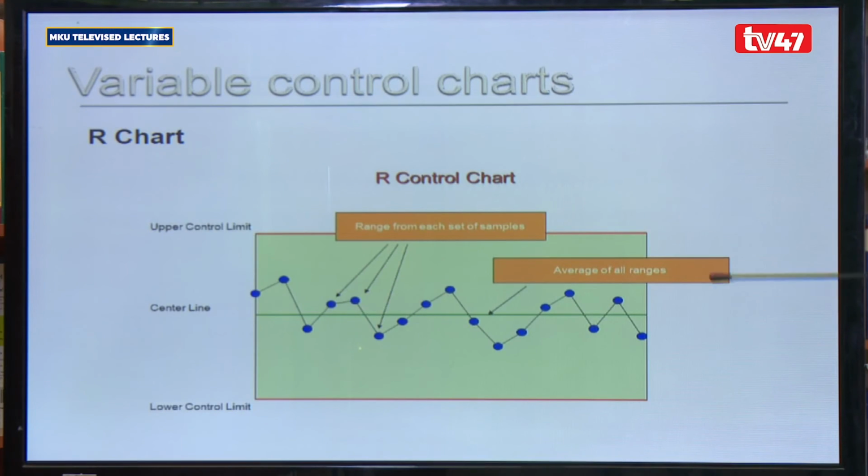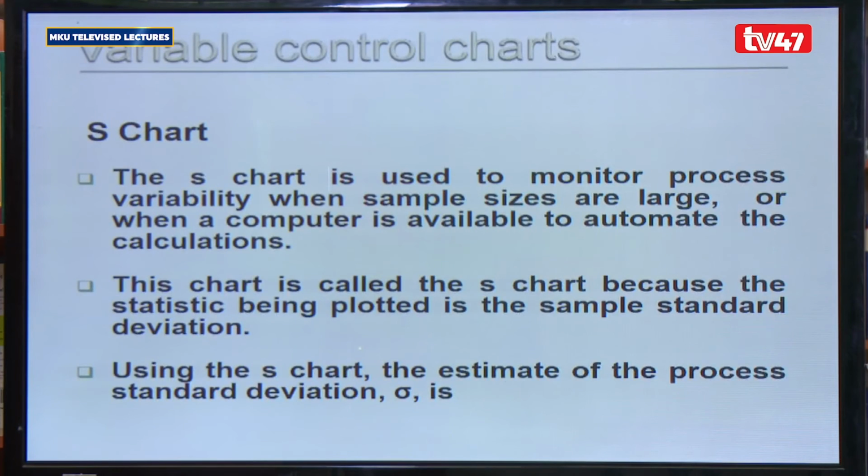So here we have a sample R chart, and as expected, we have the center line here, which is the average of the range. And then we have the lower control limit, and then we have the upper control limit. We said that to obtain the two, you need to compute the standard deviation of the statistic in consideration.